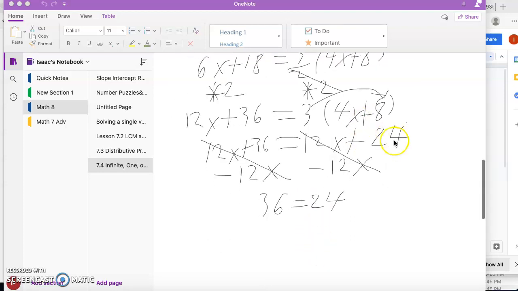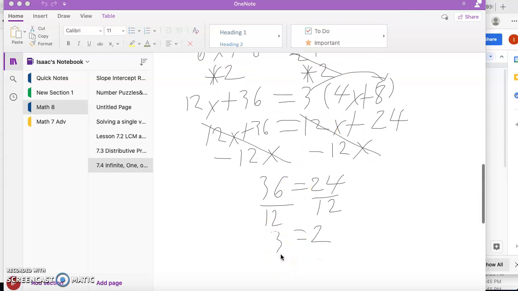Well, that makes no sense. Well, I don't know. Maybe there's one more step I could do. Like maybe there's some kind of a common denominator I could divide both by, and maybe that'll help me. I noticed they both divide by 12. So let's see, 36 over 12 is 3, and 24 over 12 is 2. But wait a second. 3 equals 2 still makes no sense. 3 doesn't equal 2, does it?